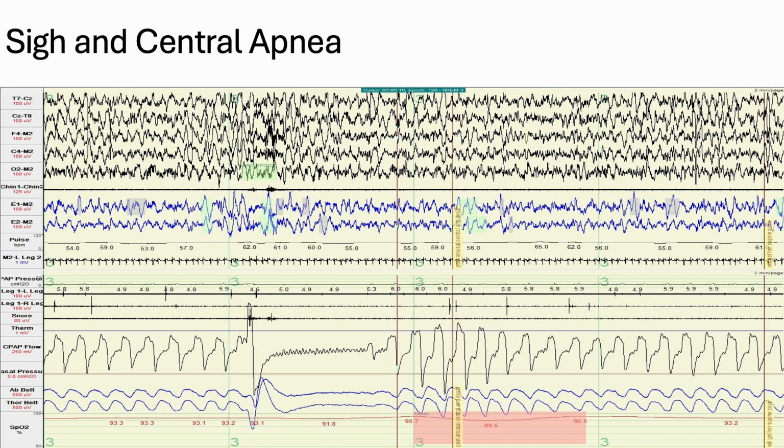Other doctors don't want these to be scored because they will elevate the AHI inaccurately. It's up to the provider as to whether you score these or not.